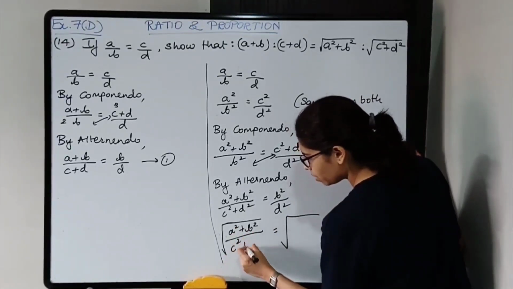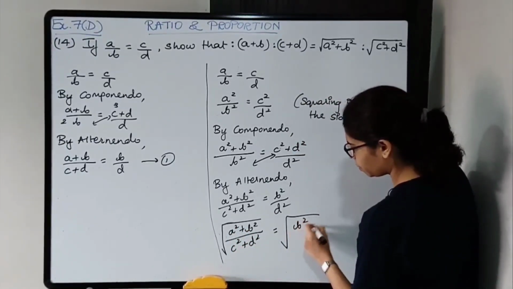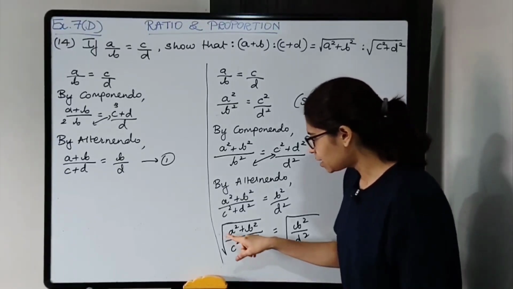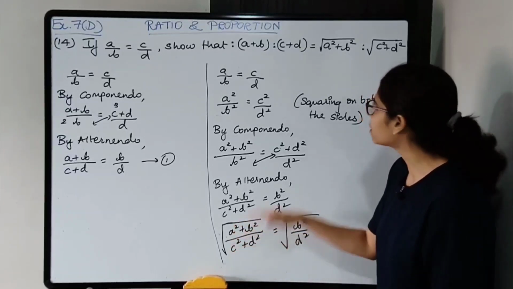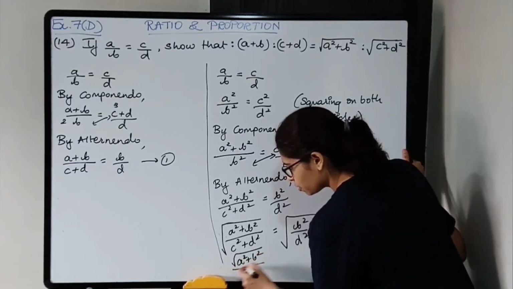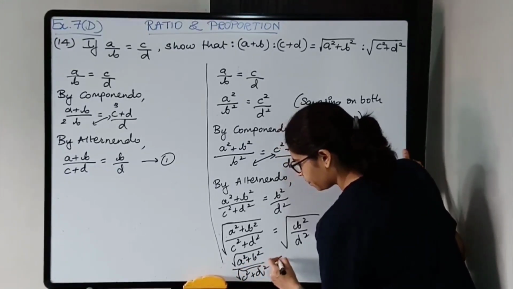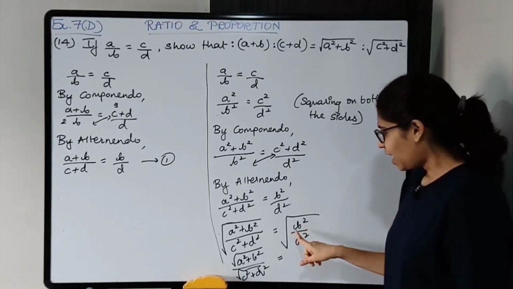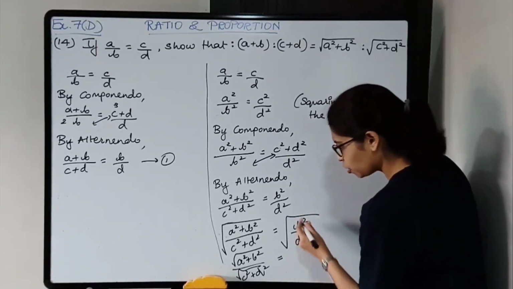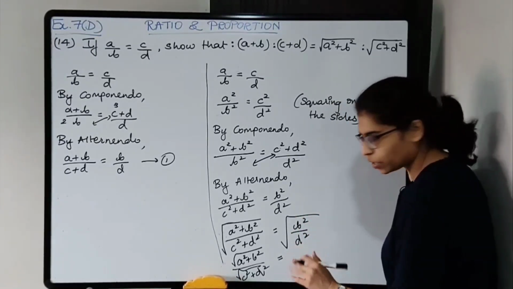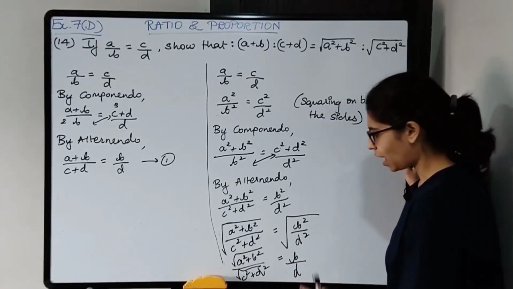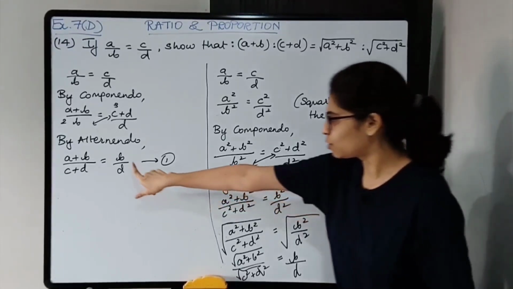So square root of A square plus B square upon C square plus D square, and here square root of B square upon D square. Alright. Now I can just separate the square root. I can write individual square roots. So we'll just split this, square root of A square plus B square upon square root of C square plus D square. And here I can take the square root of B square, it will be B, and the square root of D square, it will be D, because there is no plus or minus sign in between. So the square root of B square is B, the square root of D square is D. So I got B upon D. Here also I am getting B upon D.